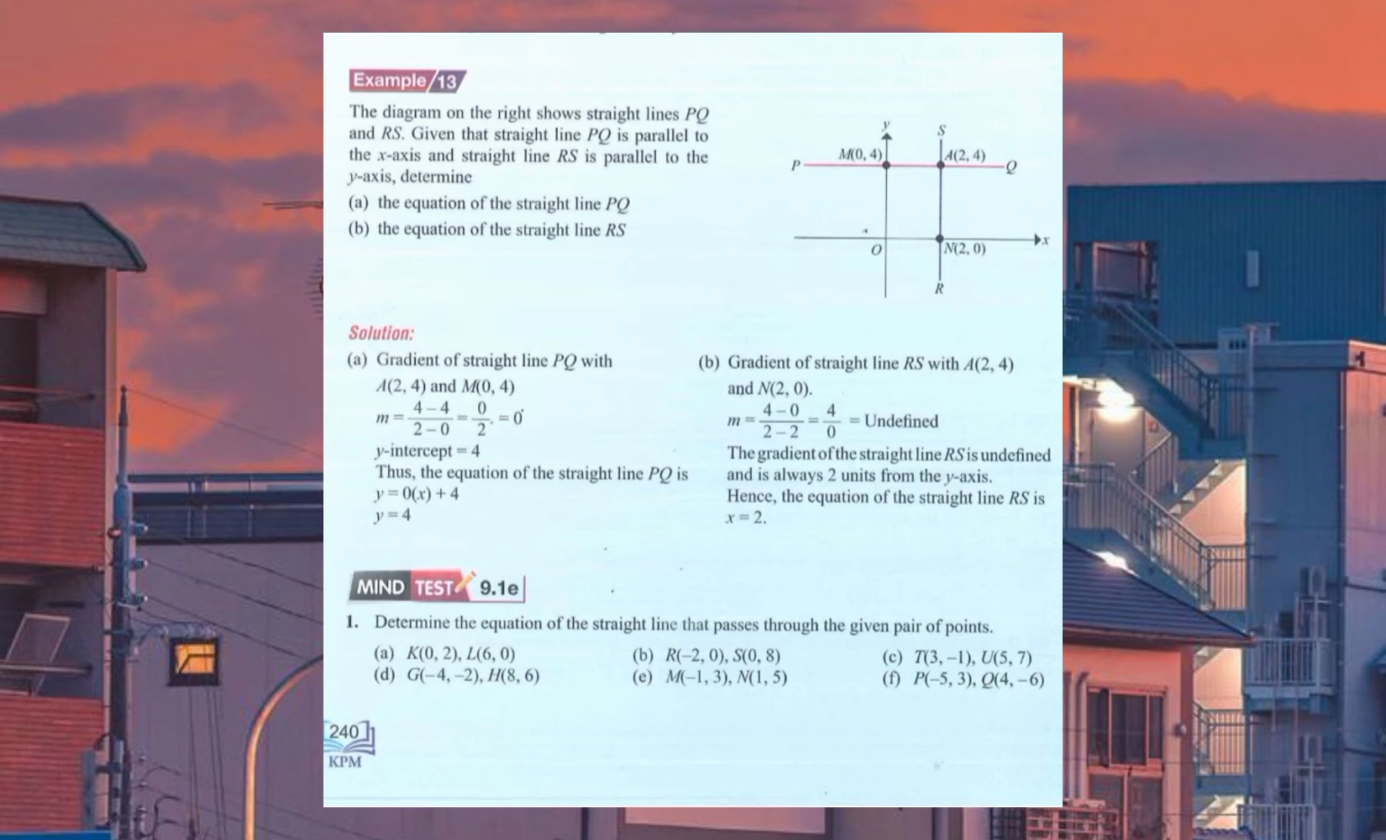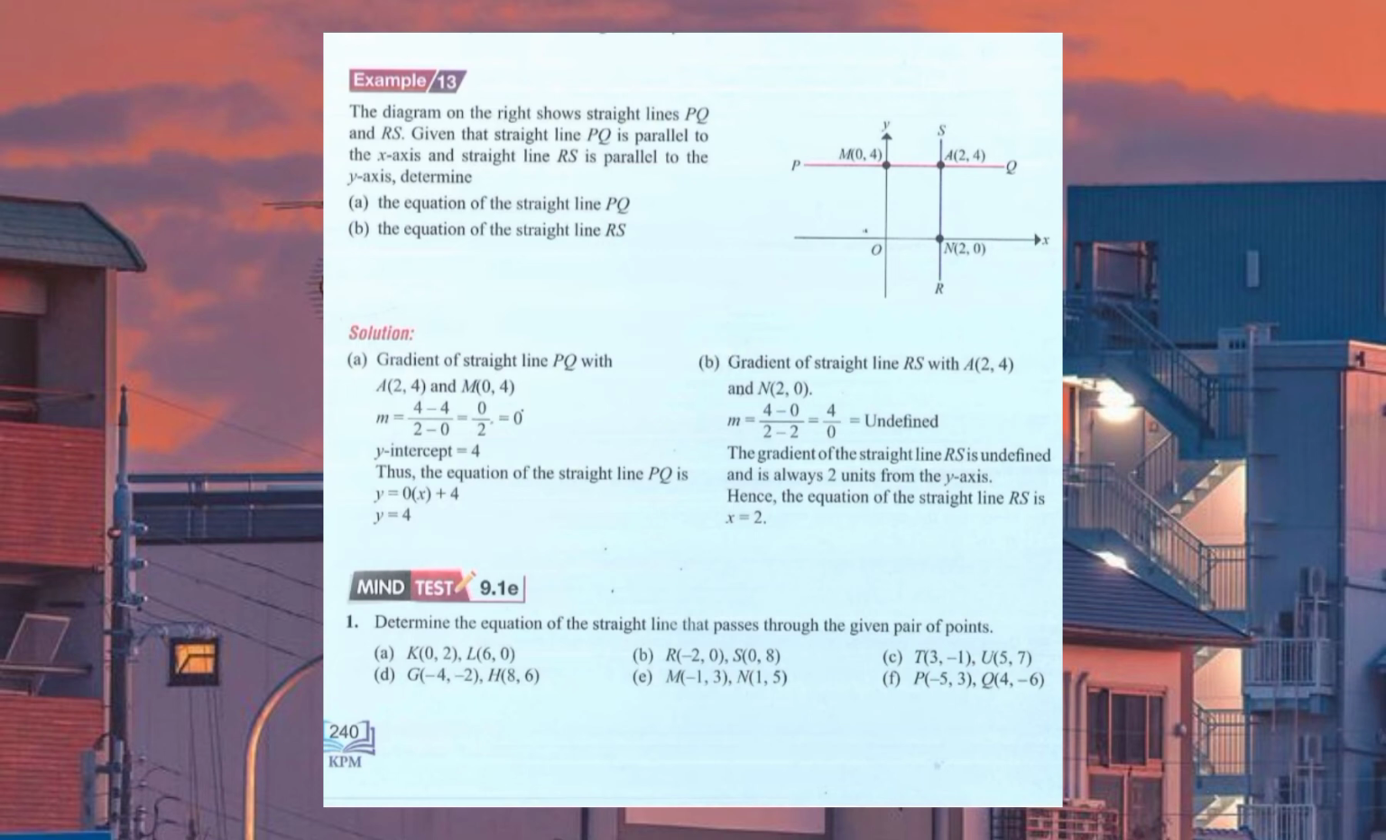So for the solution A, gradient of straight line PQ with A(2, 4) and M(0, 4). m = (4 - 4)/(2 - 0) = 0/2 = 0. Y-intercept = 4. Thus, the equation of the straight line PQ is y = 0x + 4, y = 4.